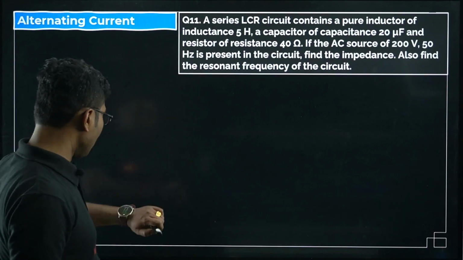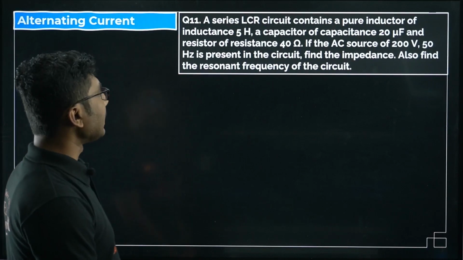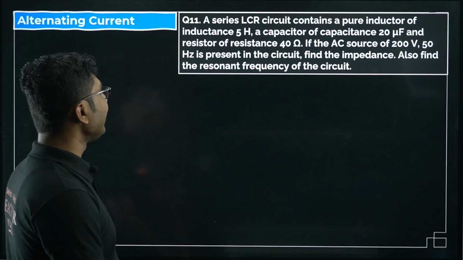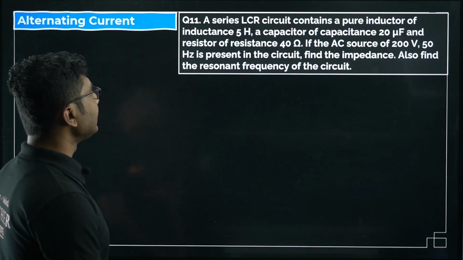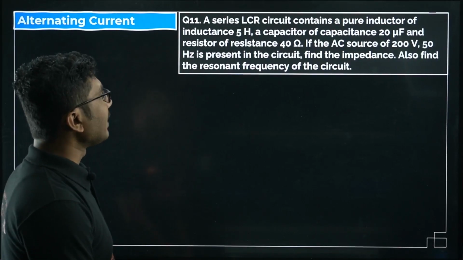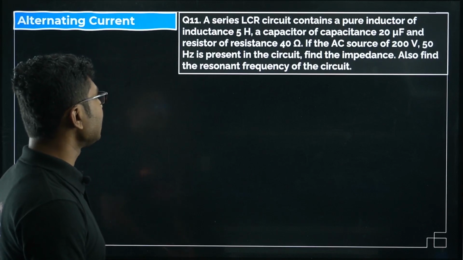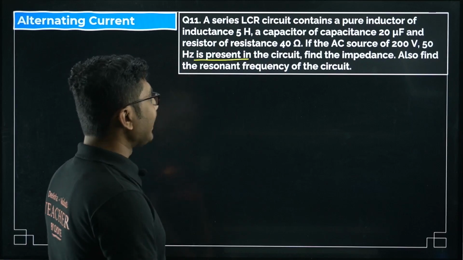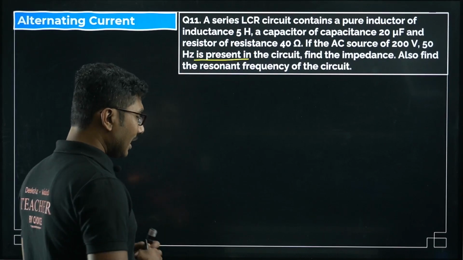Now we are moving into alternating current. A series LCR circuit contains a pure inductor of inductance 5 Henry, a capacitor of capacitance 20 microfarad, and a resistor of resistance 40 ohm. The AC source of 200 volt, 50 Hz is present in the circuit. Find the impedance, also find the resonant frequency of the circuit.